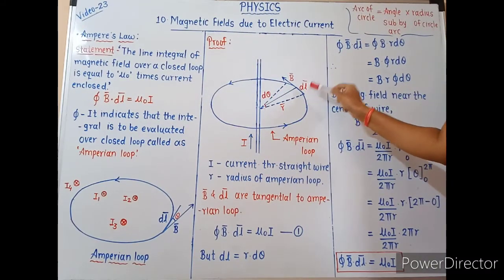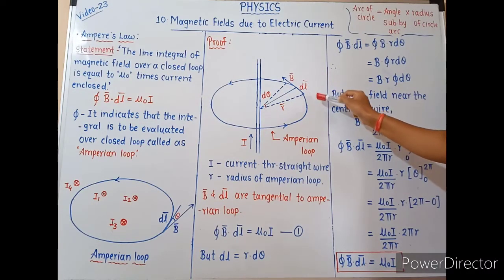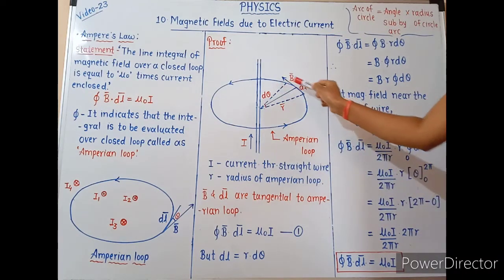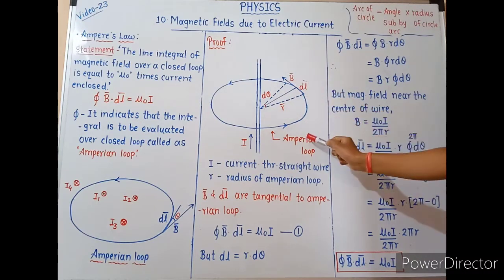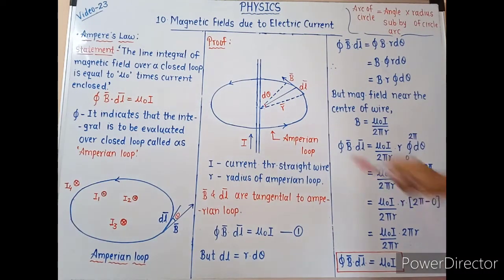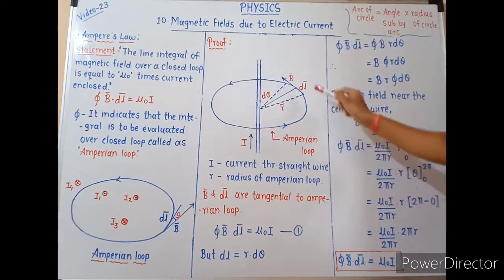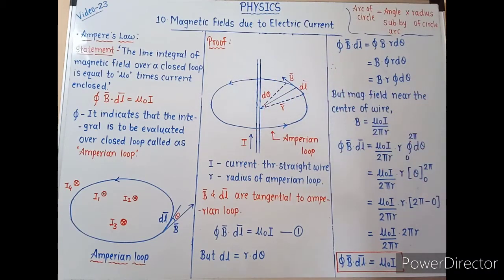This is the length element dl, and the direction of magnetic field B bar and this length element dl are the same. Now d theta is the angle subtended by this arc of the Amperian loop. B bar and dl bar are tangential to this Amperian loop.